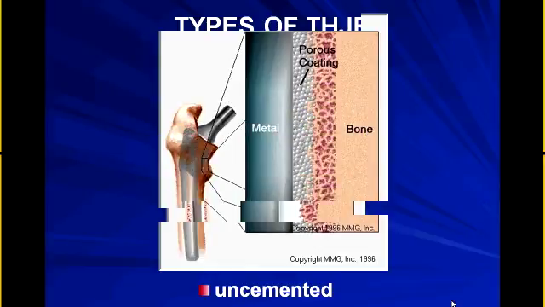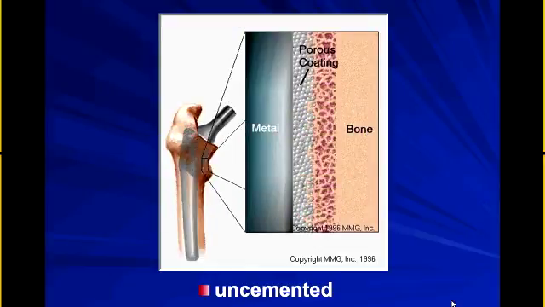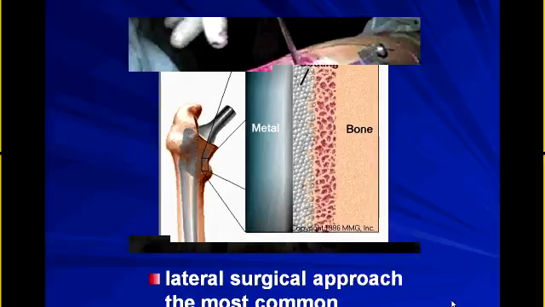Uncemented is usually done in the younger who have better bone stock. So the canal for the stem is actually much smaller, and so the stem is actually hammered in, so it's very, very tight, very, very snug. And the bone will grow into it because the coating of the uncemented is very porous. But surgeons tend to have these individuals less weight bearing because there's no cement.